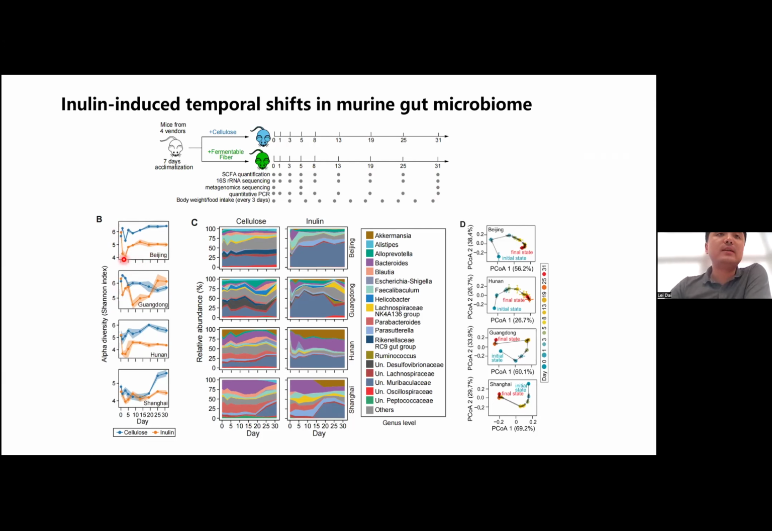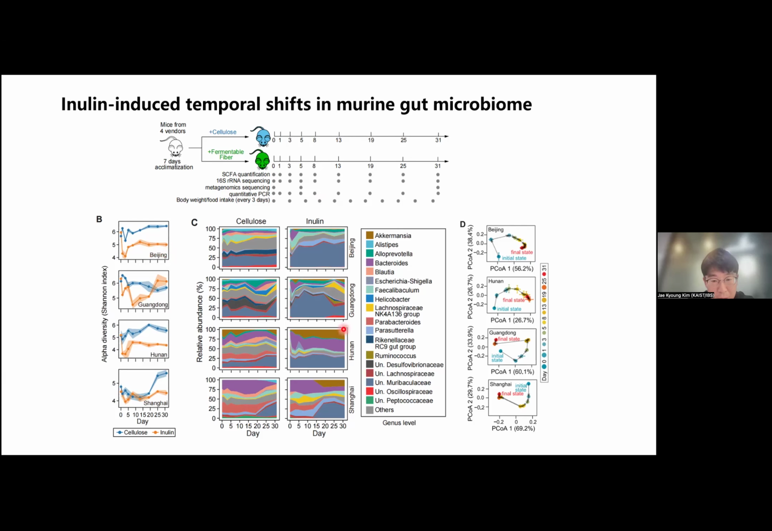Within the first few days, there is a rapid decrease in the alpha diversity of the microbiome on the fiber. What happens is that some species get really dominant. They respond to inulin and they grow very well, so the diversity goes down. But then, within a time frame of about 4 weeks, they gradually reach a new steady state.